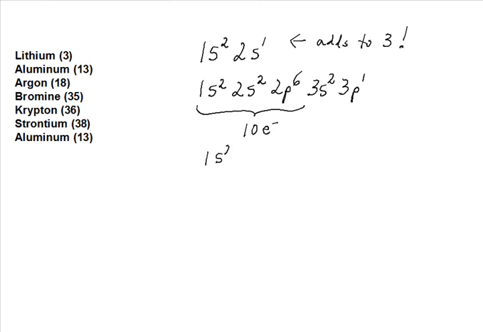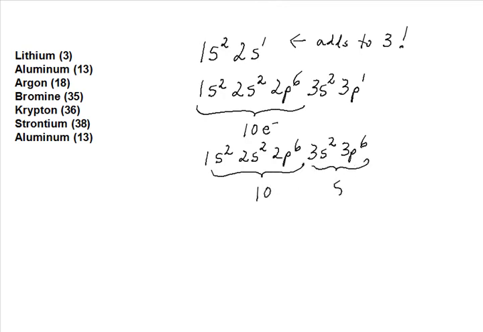Argon, which is a noble gas, we're going to have the 1s2, 2s2, and 2p6, just like we did with aluminum. That adds up to our 10 electrons, and then we keep going with 3s2 and 3p6. Now when we're done, we can add these up, and we have a total of 18 electrons.